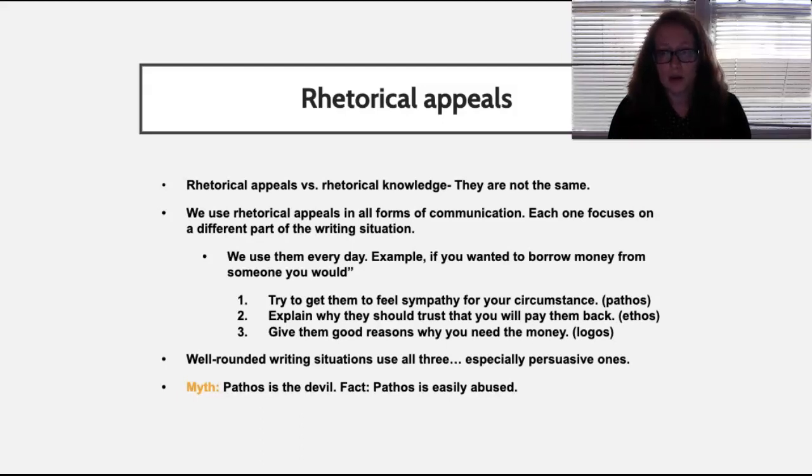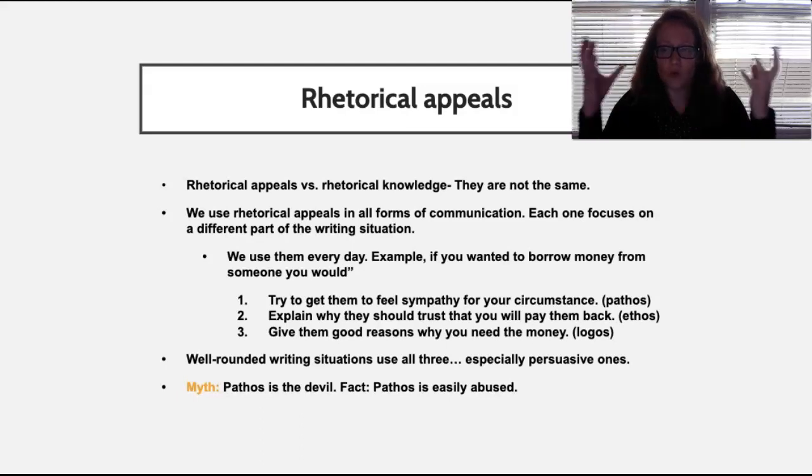And also thinking about rhetorical appeals, thinking about how you are going to appeal to your audience and make a well-rounded argument by thinking about trust, by thinking about solid logic and reasoning, and by thinking about emotion, by thinking about your audience's concerns. So they are not the same. Rhetorical appeals is part of rhetorical knowledge, but they're not the same thing.